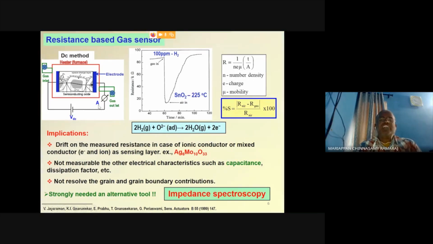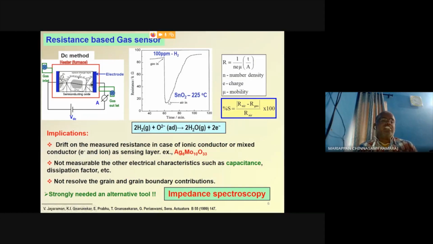Apply the voltage and measure the current. From the ratio of voltage divided by current, you can calculate the resistance. This is time dependent resistance, as you can see here. If there are no changes in the environment, for example in this chamber, there will be a constant resistance. But if you introduce an analyte gas, the gas we want to detect, or a harmful gas such as ammonia, nitrogen, or hydrogen, then there will be a change in the resistance.